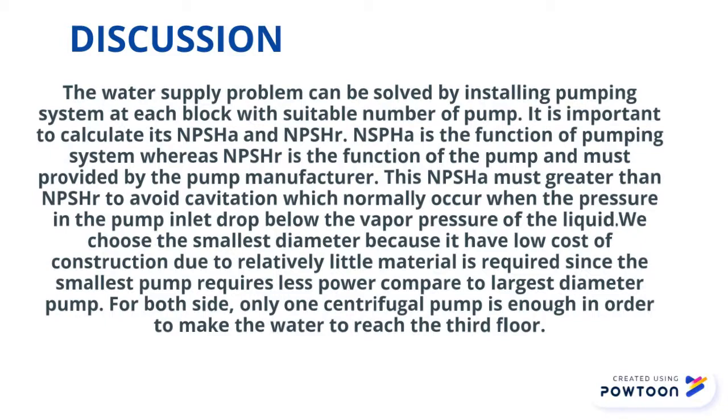We choose the smallest diameter because it has low cost of construction, since relatively little material is required, and the smallest pump requires less power compared to the largest diameter pump. For both sides, only one centrifugal pump is enough in order to make the water reach the third floor.